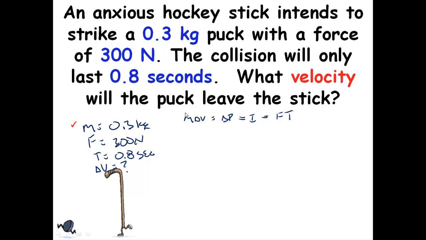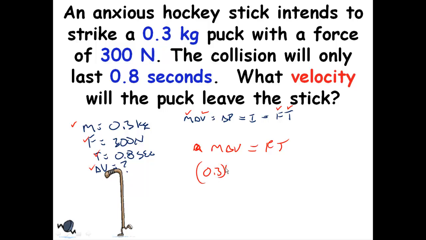Let's see. We know a mass. We know a force. We know a time. We're trying to find a change in velocity. So it looks like we want m delta v equals force times time. That's how we choose our formula.